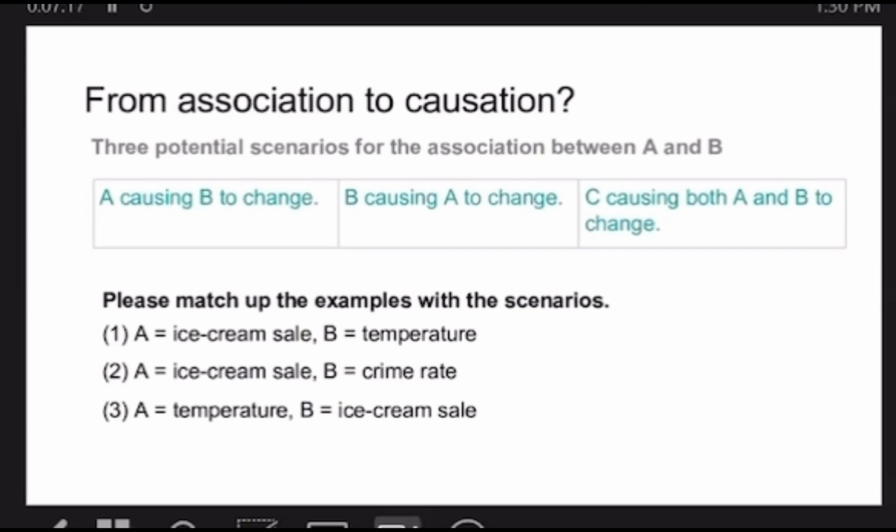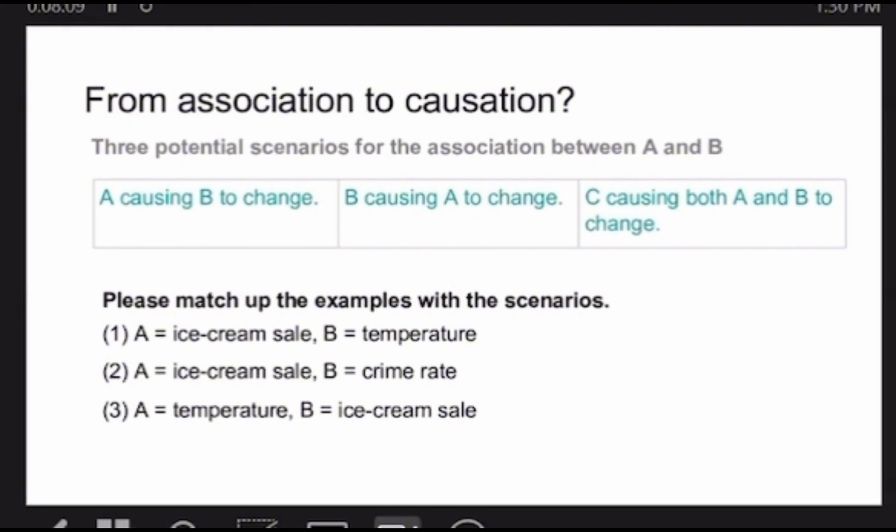Even though there could be an association between them, we can never conclude causation. There could be some potential confounding variables that we don't observe that may be impacting the relationship between ice cream sales and crime rate. And that is why, if you take a look at the one where I said C causing both A and B to change, there could be a particular variable C that is not observed, that is actually influencing the relationship between ice cream sales and crime rate. If you take a look at number three, A temperature, B ice cream sales, of course, you're going to see temperature causing ice cream sales, which is A causing B.